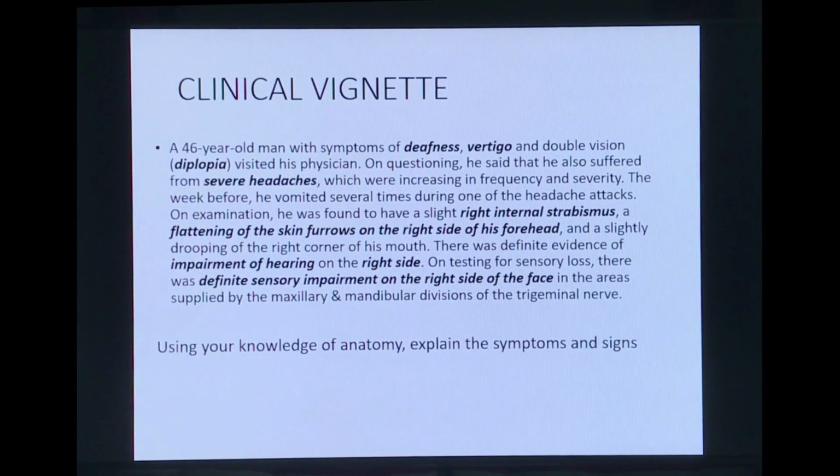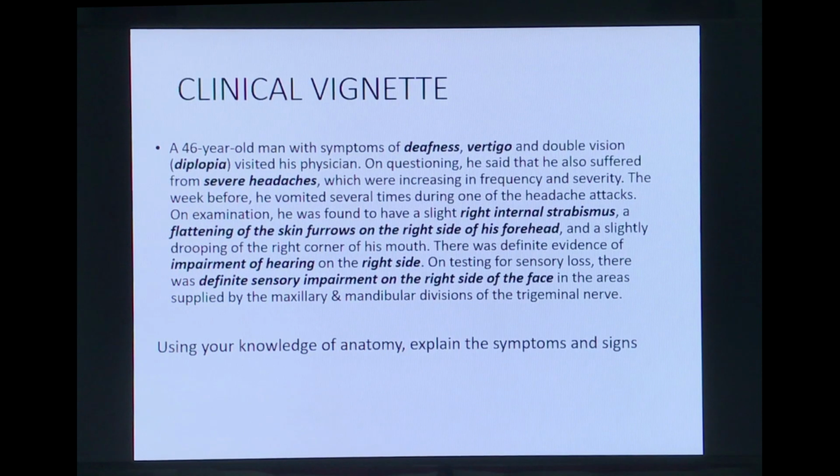There was definite evidence of impairment of hearing on the right side. On testing for sensory loss, there was sensory impairment on the right side of the face. So mainly when they checked throughout the face, it was of the maxillary and mandibular divisions of the trigeminal nerve.